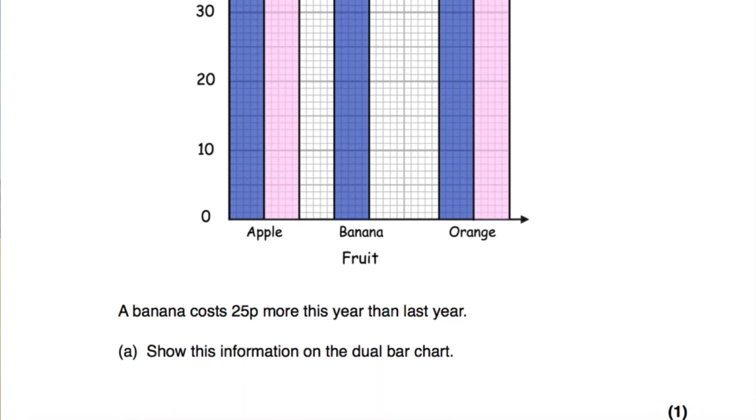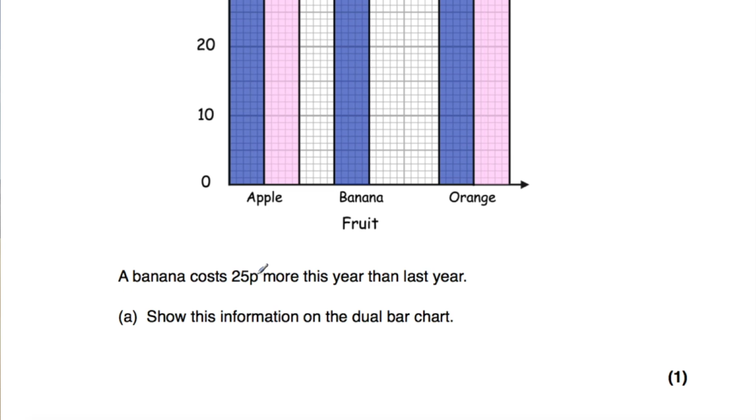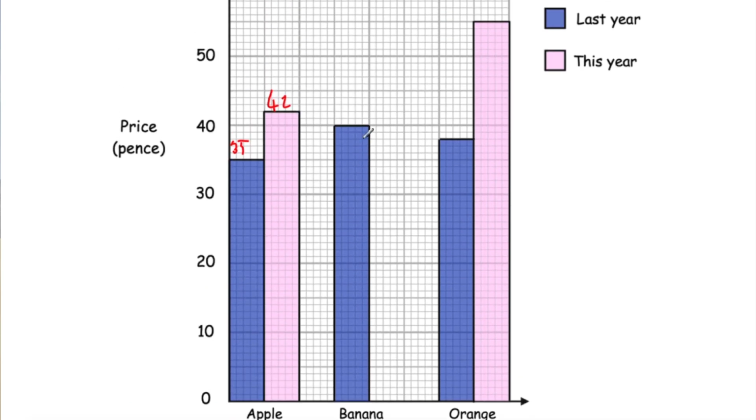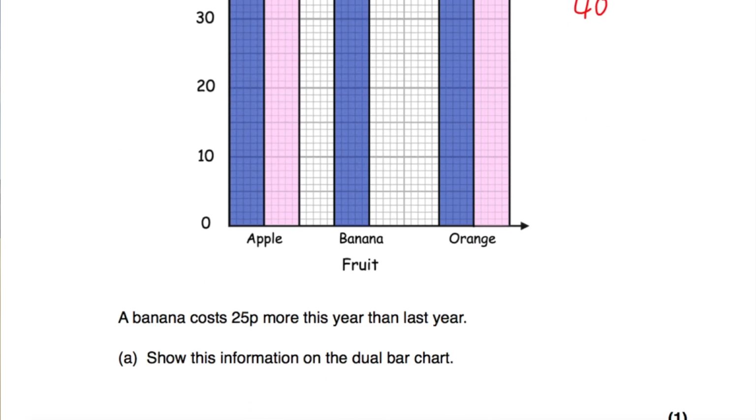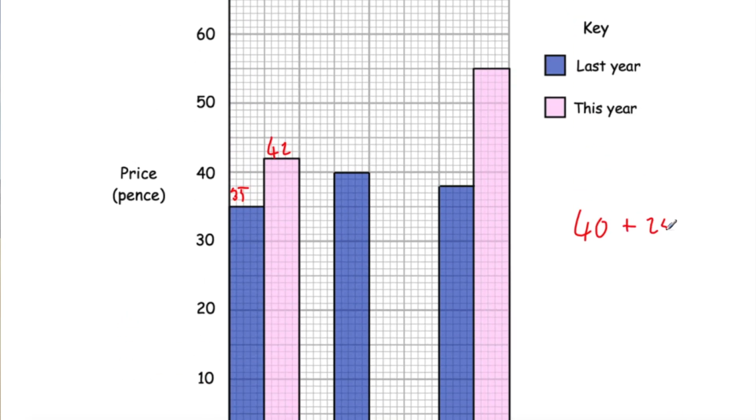Now let's have a look at the question. We're told that a banana cost 25p more this year than last year, and we've been asked to show this information on the dual bar chart. So we want to find the price of a banana this year. So last year it was 40p. It's 25p more this year than last year, so we need to add 25p, and 40 plus 25 is equal to 65. So the price of a banana is 65p this year.